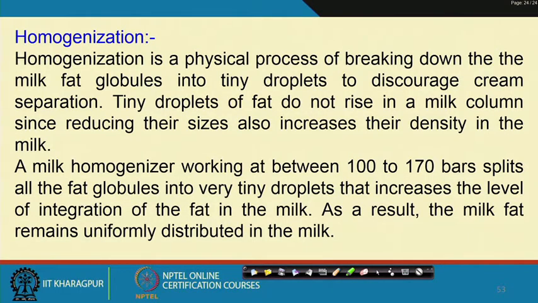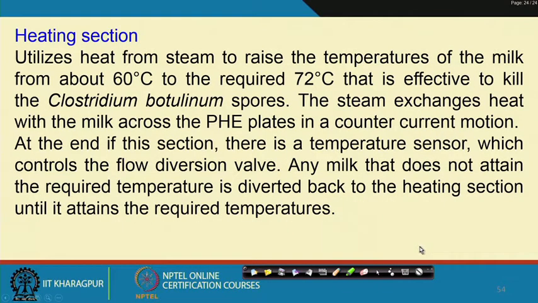A milk homogenizer works at between 100 to 170 bars, which splits all the fat globules into very tiny droplets, increasing the level of integration of the fat in the milk. As a result, the milk fat remains uniformly distributed in the milk, right.